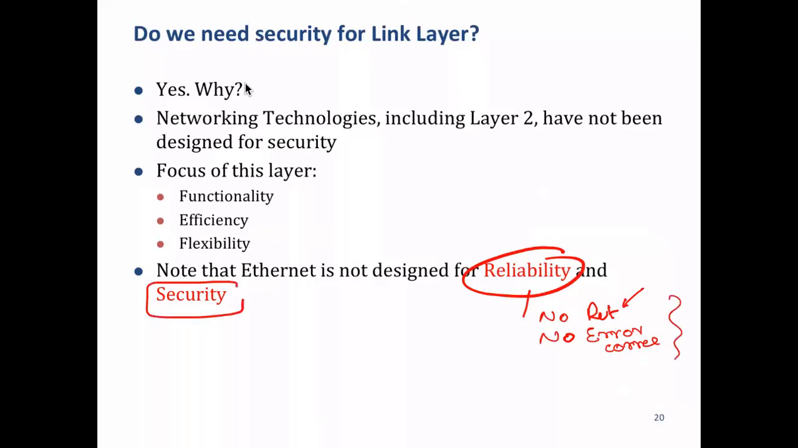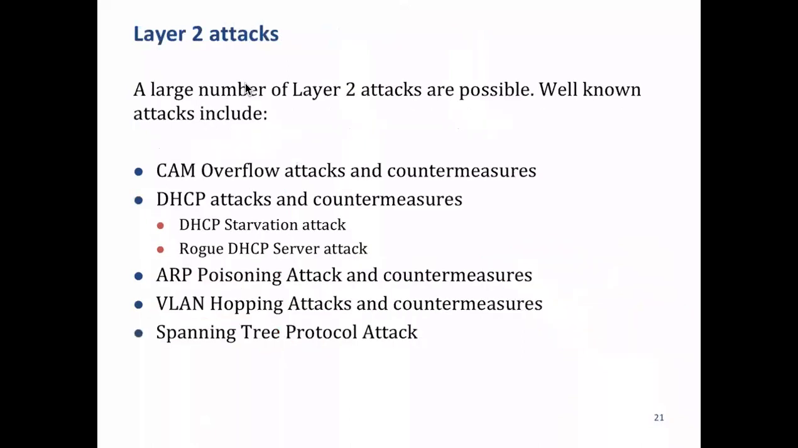Is there a security issue? Does anything happen for security? No. It's very simple, and it says that if you need reliability, go to higher-level protocols. My job is not to provide reliability, and similarly, security, I am not concerned about. Whatever comes to my port with a destination address, I will just send it to the appropriate outgoing port, right? That's it. So it's designed for functionality, efficiency, and flexibility. It's not designed for reliability and security. And these holes or gaps can be exploited or have been exploited.